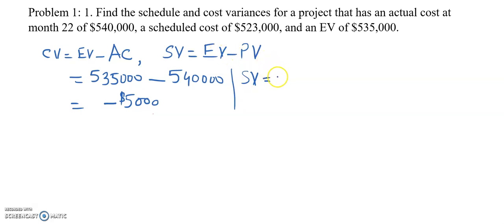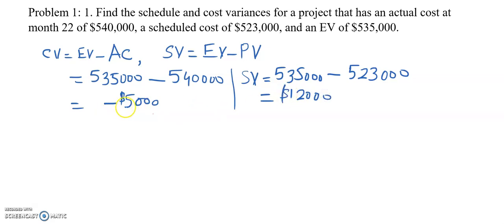$535,000 minus the scheduled cost. Scheduled cost is the planned value. Okay, so it is $523,000. So $535,000 minus $523,000. So it is $12,000.